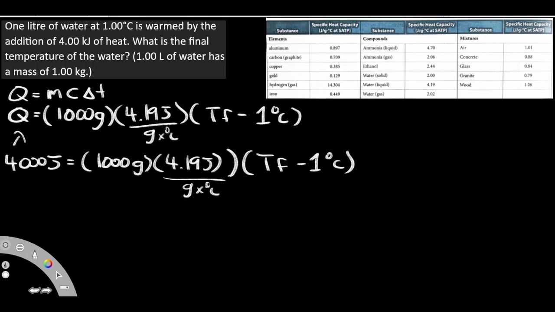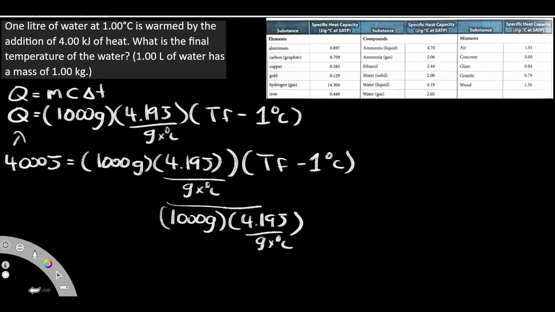We want our TF to be isolated alone. Right now it's not alone. It's stuck not only with this 1 degree Celsius, but it's also stuck with these two things. So let's first get rid of these two things. So right now we have 1,000 grams and 4.19 joules per gram Celsius. We're just going to divide them both. Cancel them all out. But if we do it on the right side of the equal sign, we need to do it on the left side of the equal sign. So let's do the same thing over here.